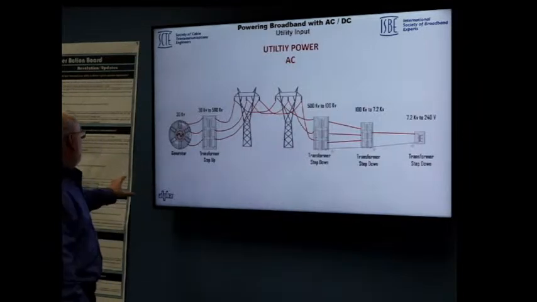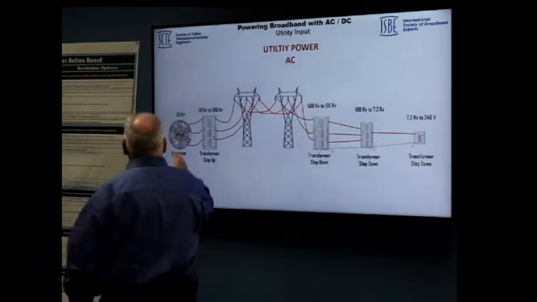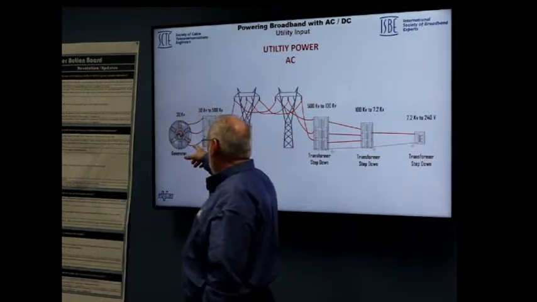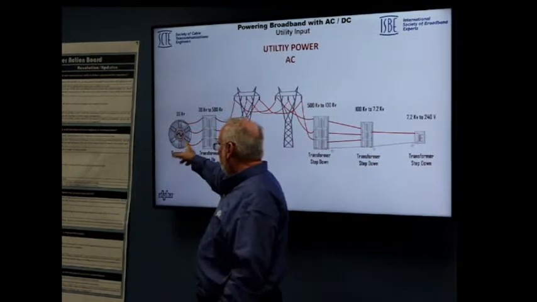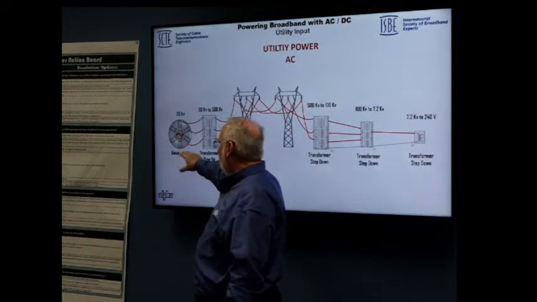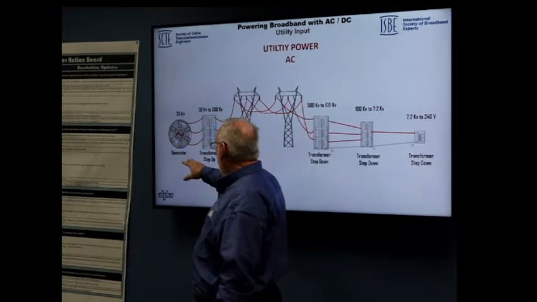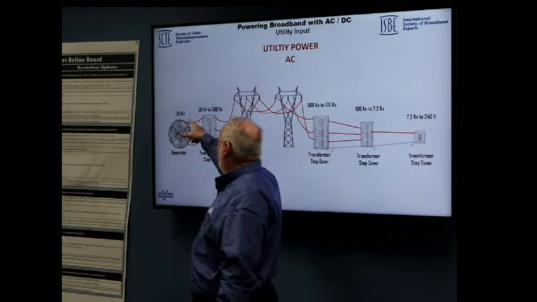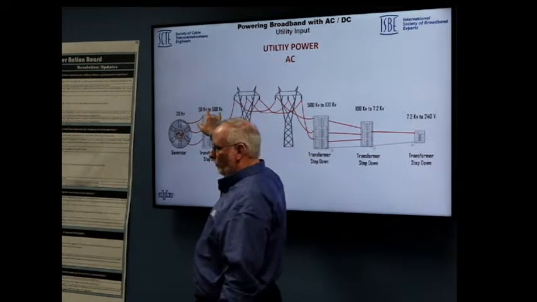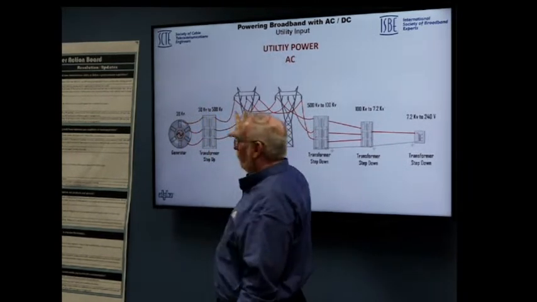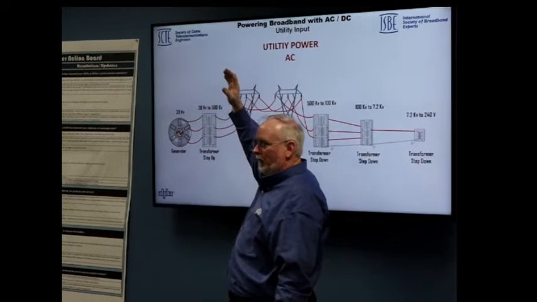So when we look at utility power, right, there's a generator. Normally it's hydro, or it's created by the burning of fuels, driving a turbine, creating a generation. That generation is then stepped up from about 30 kilovolts to 500 kilovolts. Now these are the very large transmission lines, the ones that are hundreds of feet in the air.